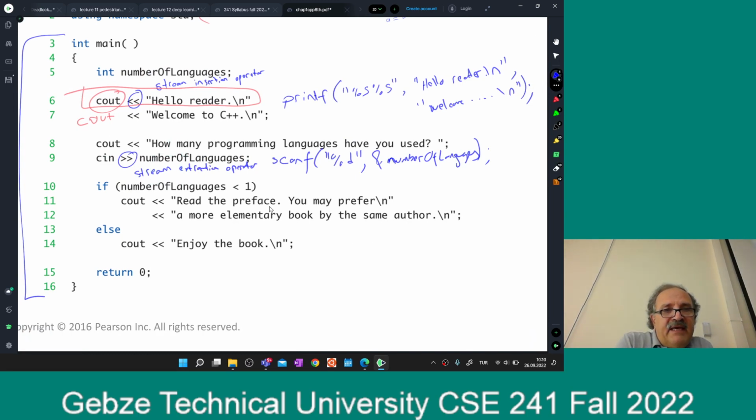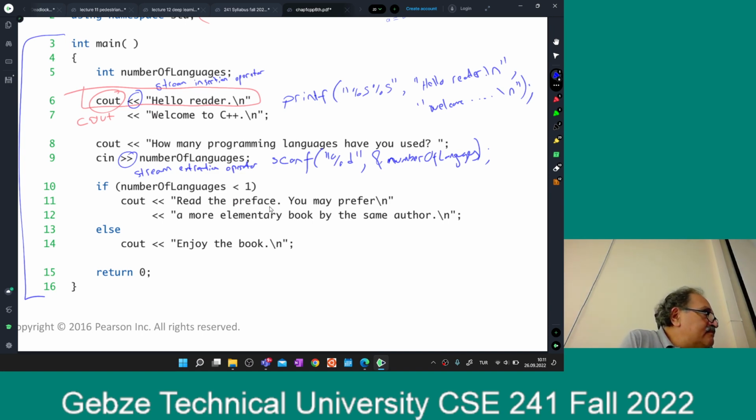Okay? And then the rest is kind of understandable. There is an if statement here. If the number of languages is less than 1, then this book is not good for you. You should know a programming language before, like C. Otherwise, the book is good for you. And at the end, I return a 0, telling the operating system that my program executed nicely without any problems.